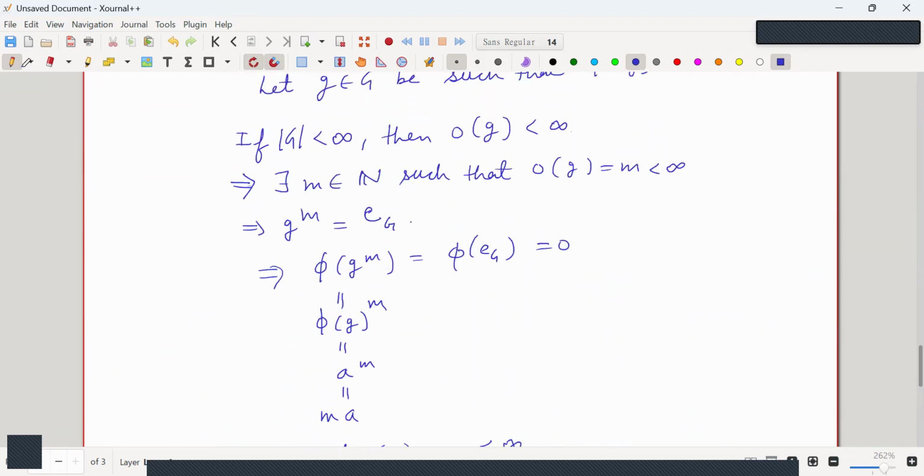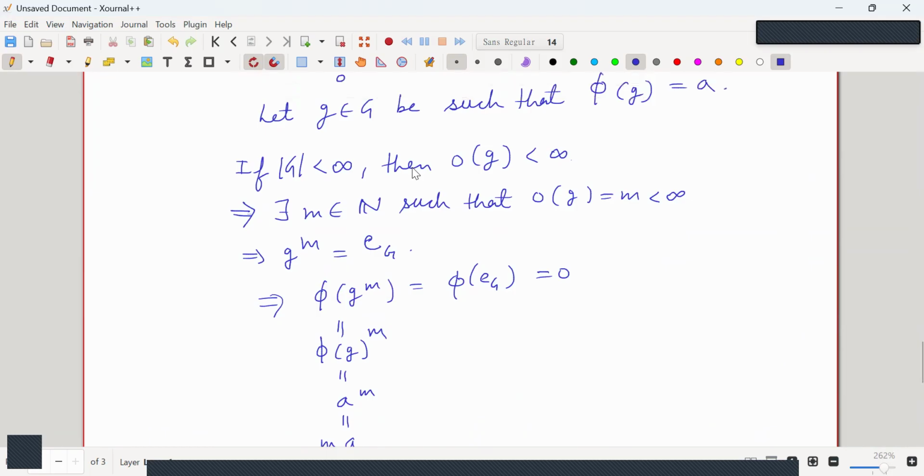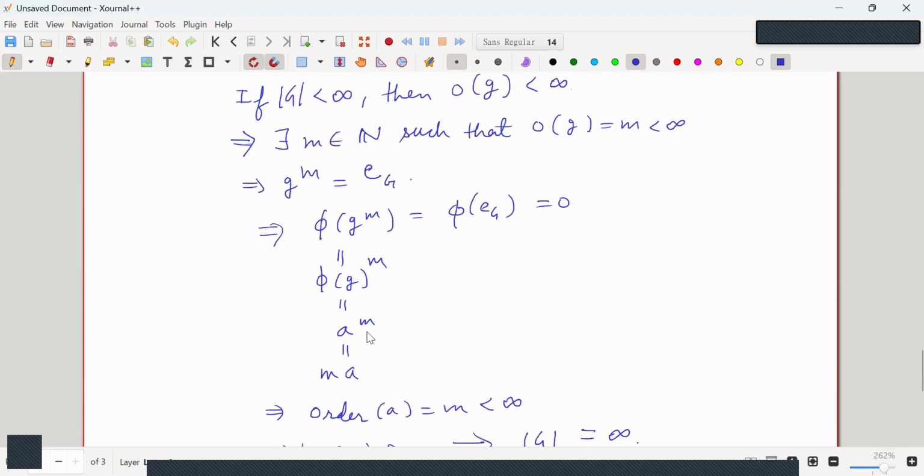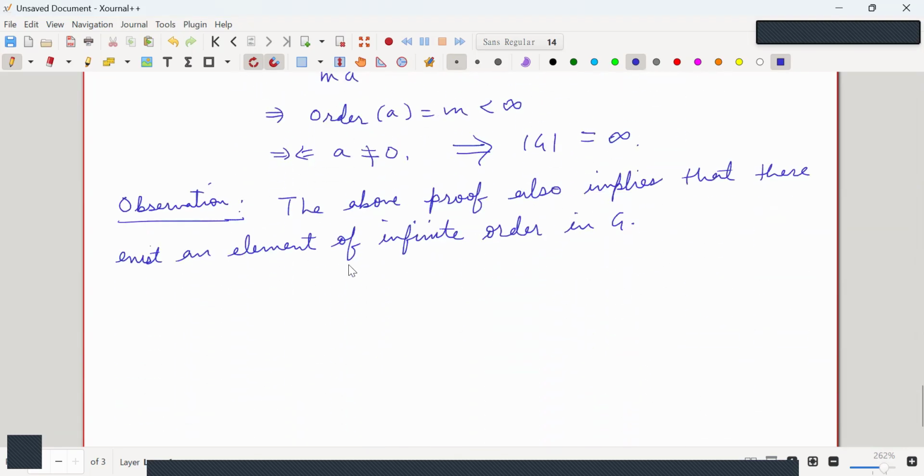So we are getting even more if we follow this same process, because if all elements are of finite order, then the order of G is finite and the same thing will work, right? So no need to assume that the order of G is finite. Even if we just assume that all elements of G have finite order, then also the same proof will work. So assuming that the order of G is finite is even a weaker condition. We can get an even stronger conclusion, and that is there exists an element of infinite order in G, right?